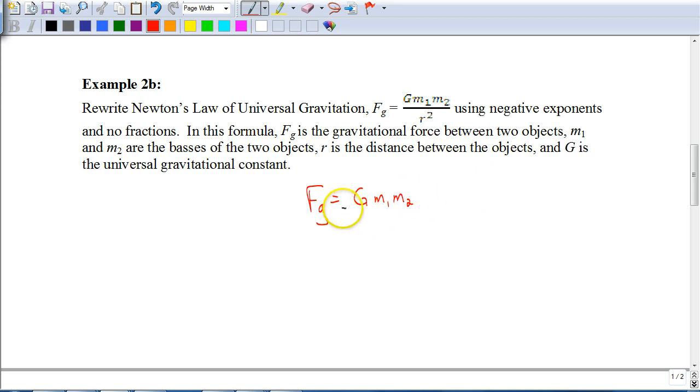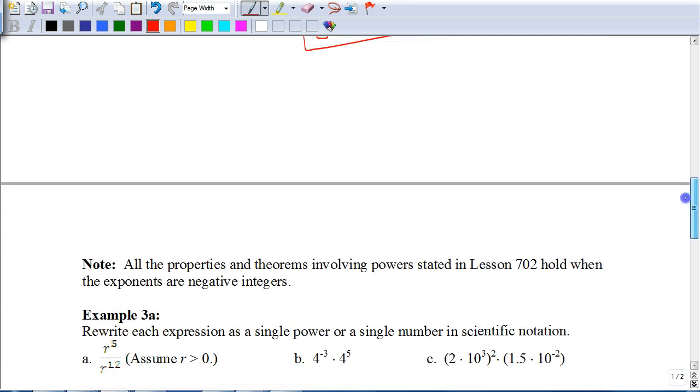Should have gotten is F of G equals G times m sub 1 times m sub 2 times r to the negative second power. Be your answer.